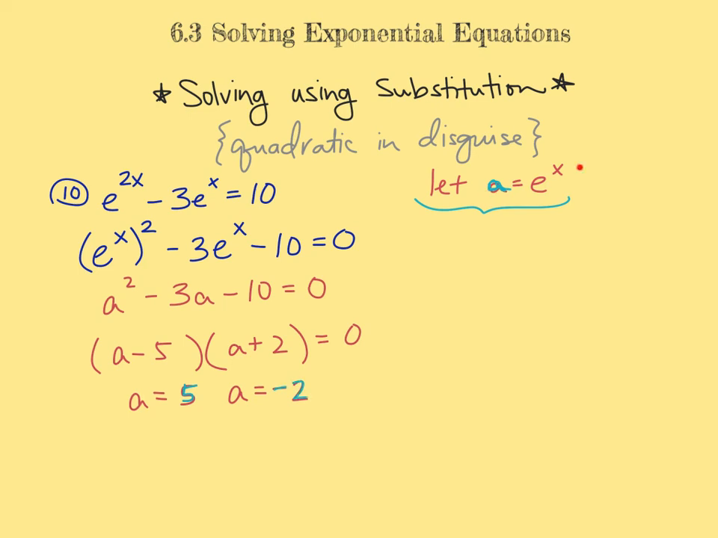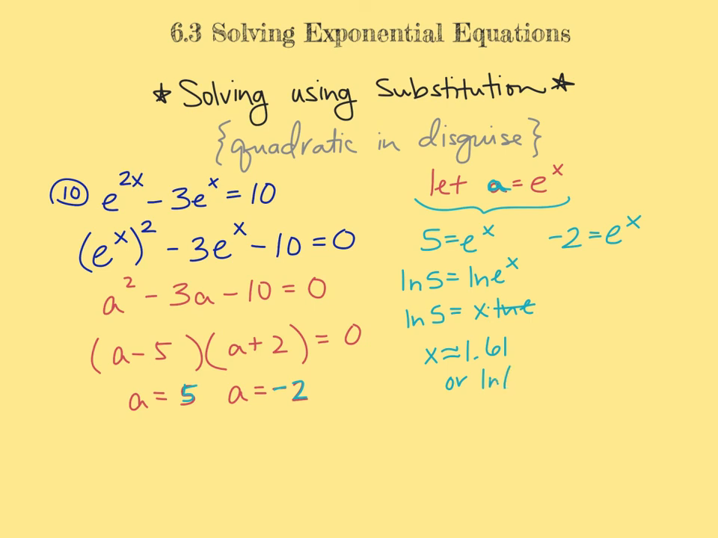So instead of a equals e to the x, I'm going to have 5 equals e to the x, and -2 equals e to the x. To solve both of these for x, we'll take the natural log of both sides. Here we'll have the natural log of 5 equals x times the natural log of e. The natural log of e is just 1. So x equals the natural log of 5. If you need that as a decimal, the natural log of 5 is approximately 1.61, or you can just write it as the natural log of 5.